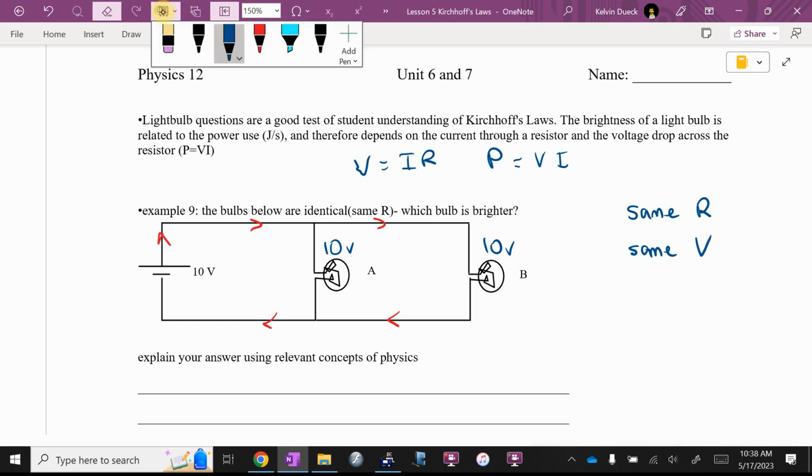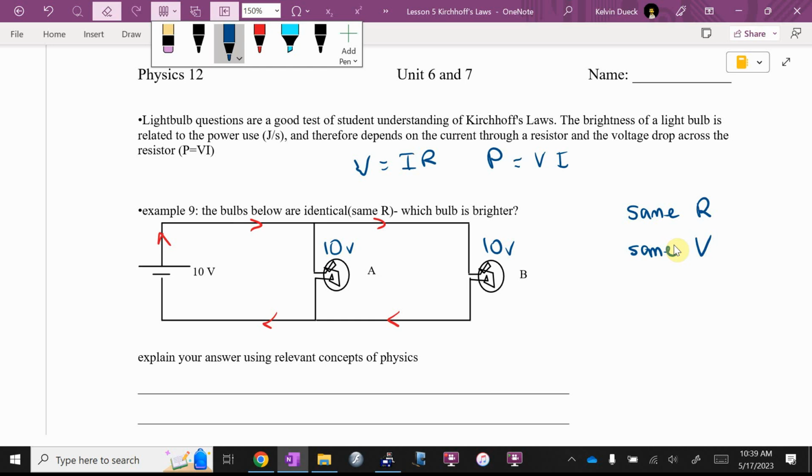Well, what are we talking about? We're talking about brightness here. Is there a version of brightness that has an R and a V in it? Is there a version of power that has an R and a V in it? Look at your formulas. Oh, you're right. It can be V squared over R. Yeah, okay. Well, if V is the same and R is the same, P must be the same.